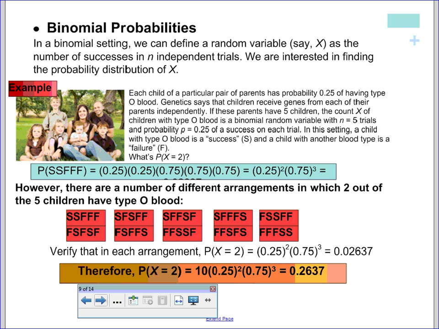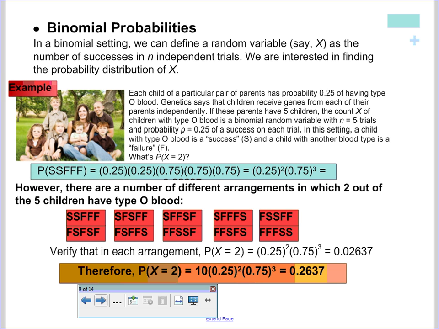And so this is an example in your book. You can follow along and read your textbook to do this. But basically what they did is they set up a binomial setting. A child with a particular pair of parents has a probability of 0.25 of having type O blood.